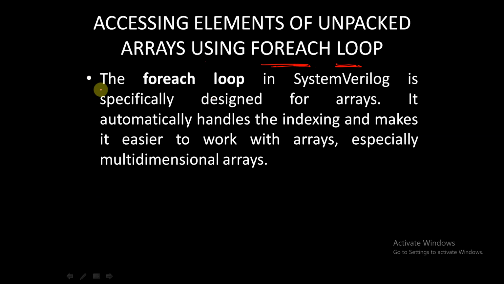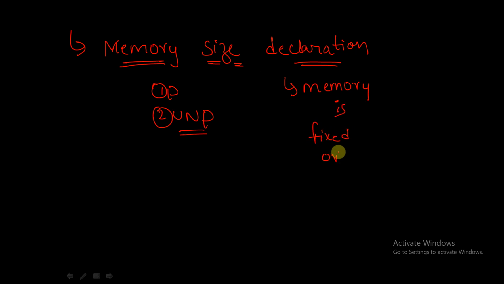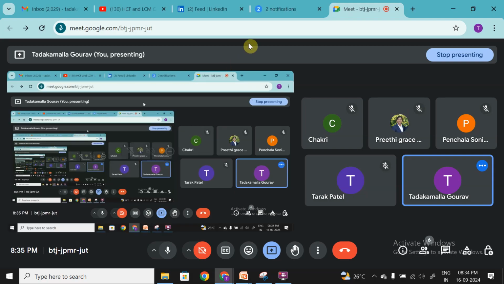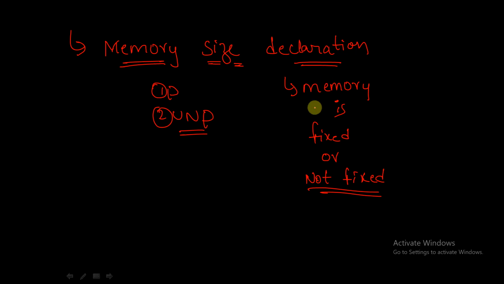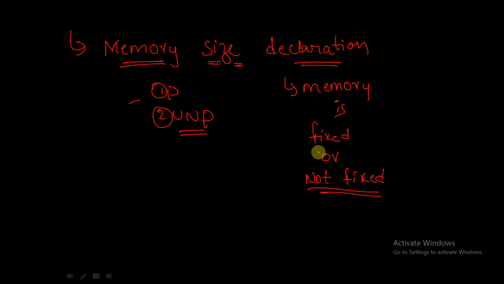One more point I wanted to show here. In the case of packed arrays as well as unpacked arrays, is the memory size declaration fixed or is it not fixed? Any answer for this? Are the memory dimensions fixed or not fixed in the case of both packed arrays and unpacked arrays? Here, in the case of packed arrays as well as unpacked arrays, the memory dimensions are fixed.